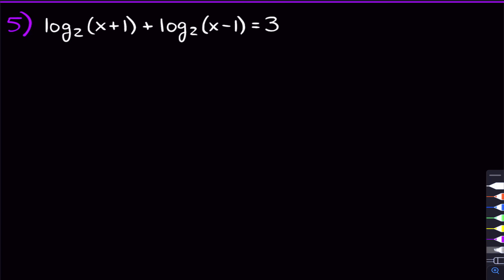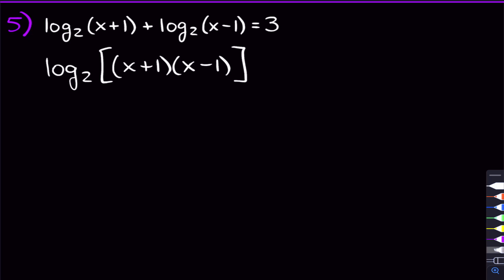And well, these 2 logs are being added. So we can combine them into 1 log. That's a property that we can use. The only thing we have to do is just make sure that we multiply the arguments. So it's going to be x plus 1 times x minus 1 inside this log base 2. And that's going to equal 3.